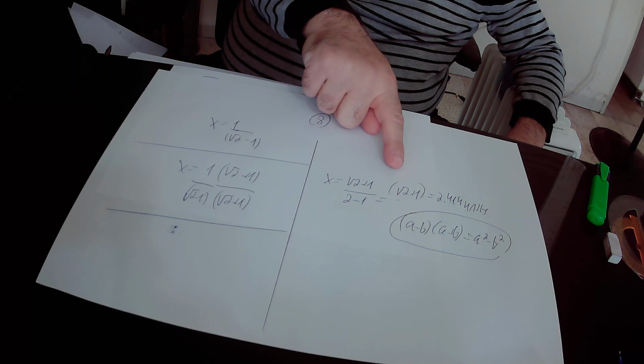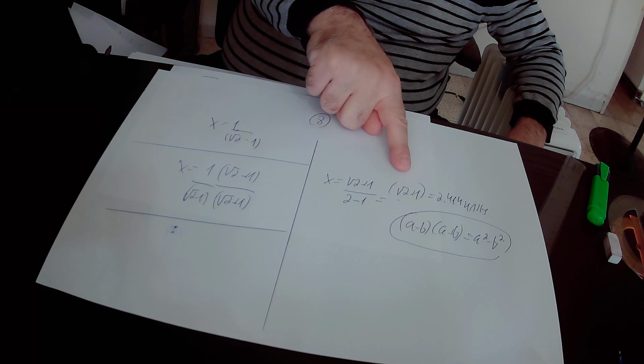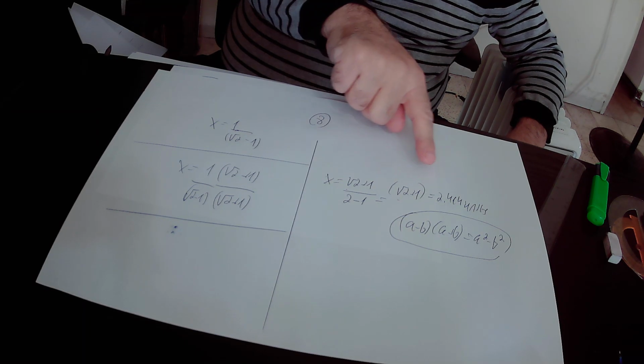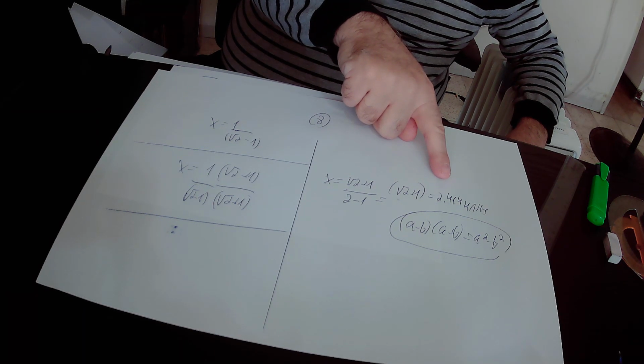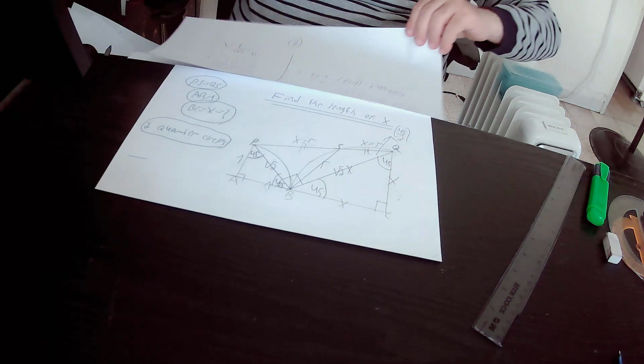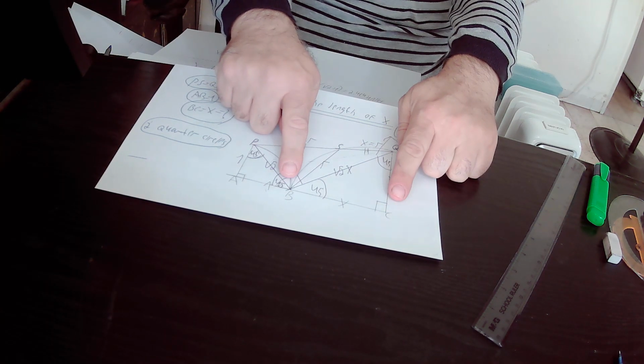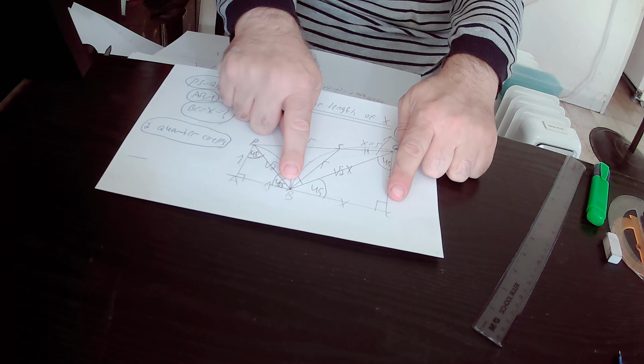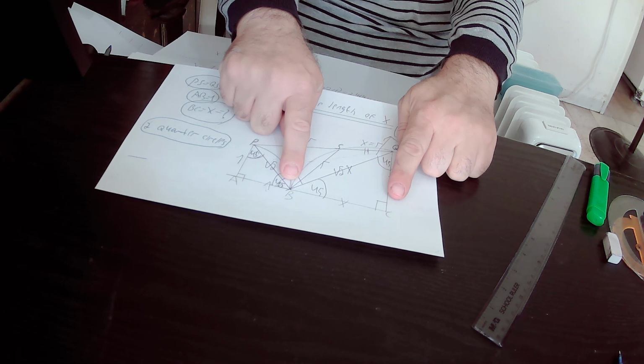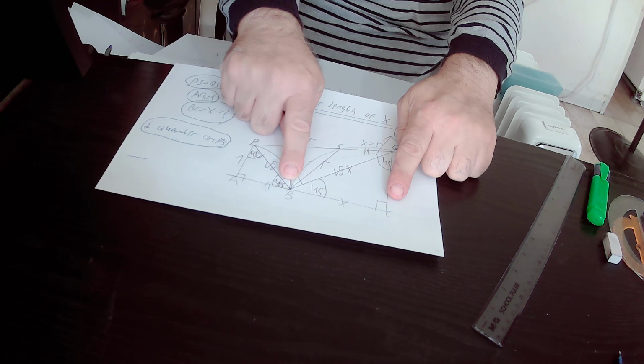x equals the square root of 2 plus 1 units in its length. In terms of numbers, x equals 2.414 units. I repeat again, the length of this line segment BC is equal to x. It is equal to the square root of 2 plus 1 units. In terms of numbers, the length of this line segment BC is equal to 2.414 units. Okay, thank you very much.